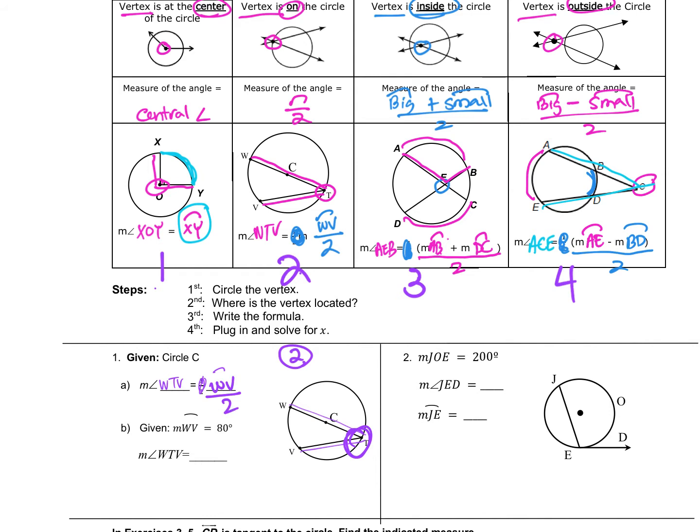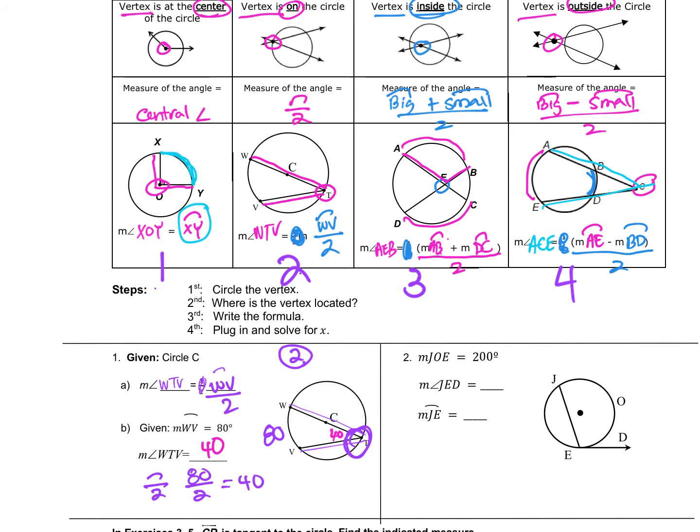All right, so let's look at B. It says if WV is 80, the arc is 80, what is the angle going to be? So remember, what we're using is the arc divided by 2. So it's 80 divided by 2, which gives us 40. So our interior angle right here is 40 degrees.